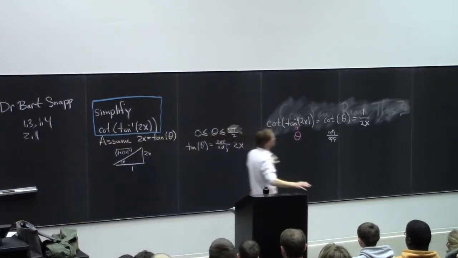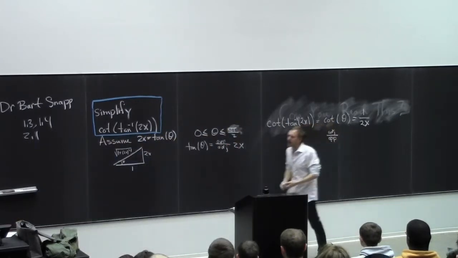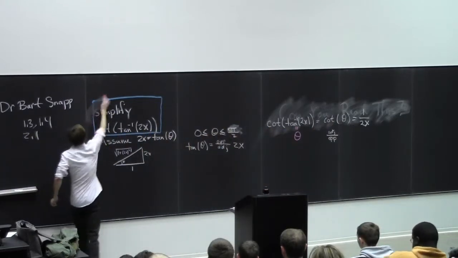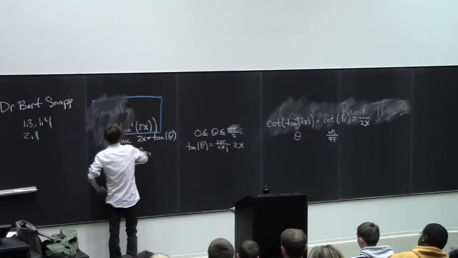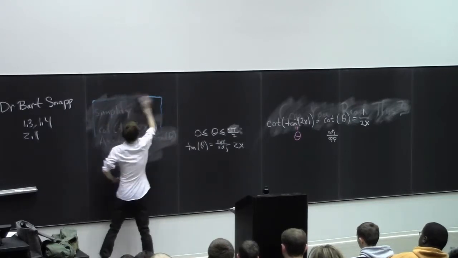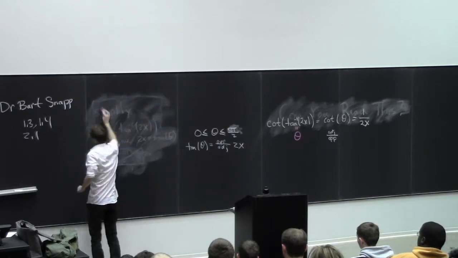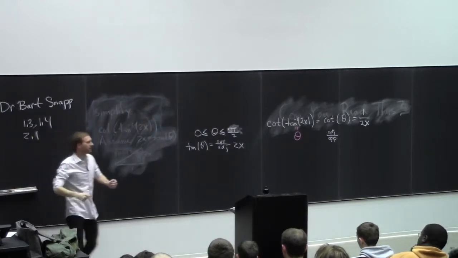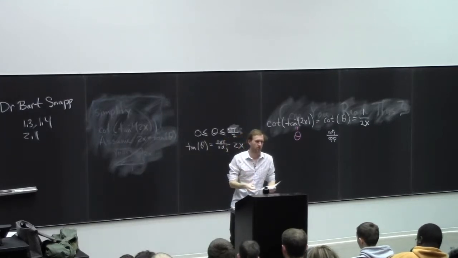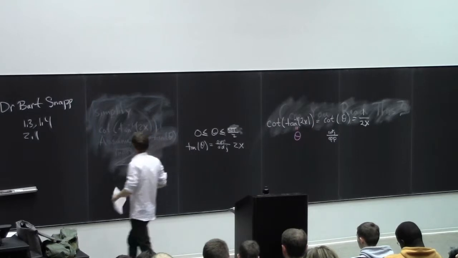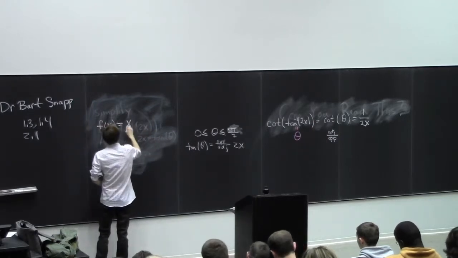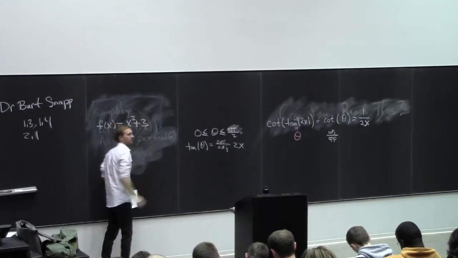The typical way, if you're given a polynomial or something like this, to find the inverse function is to solve. I'll do an easy example and then a harder example. Does that sound good? An easy example, then a harder example. Okay, so f of x equals x squared plus 3.